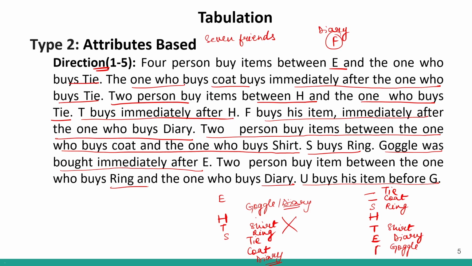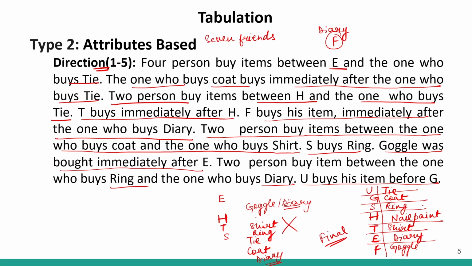That means F will come over here. And U buys before G. That means U will come over here. And G will come over here. So the only person remaining is H. And the only item remaining is nail paint. So nail paint will come over here. This will be my final arrangement. Okay? 7 people, 7 different days, buying 7 different items.